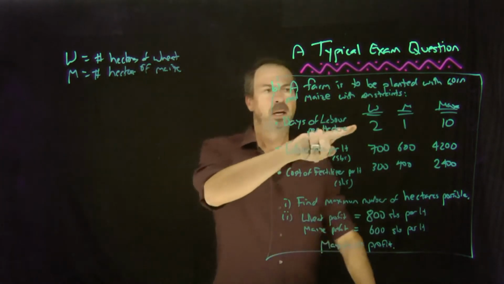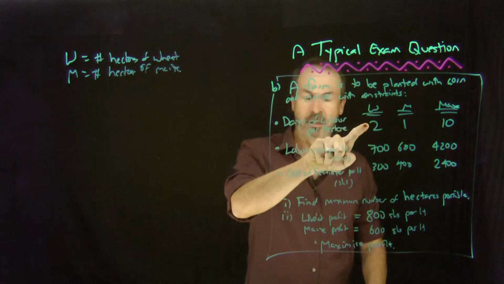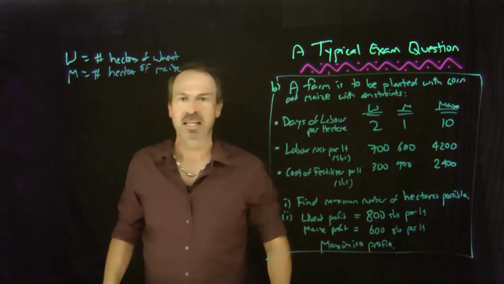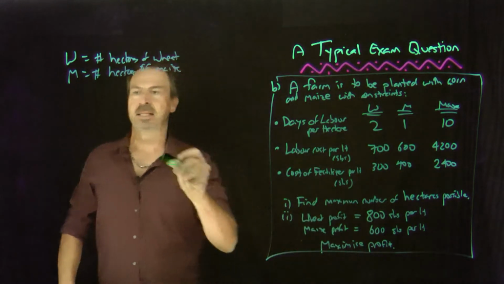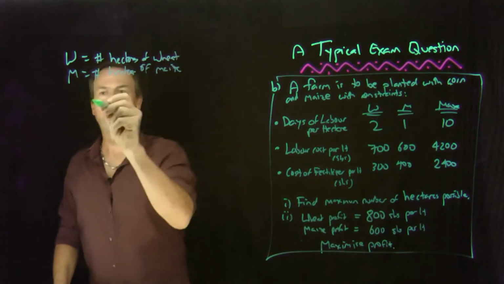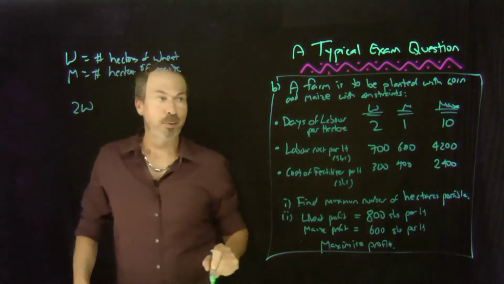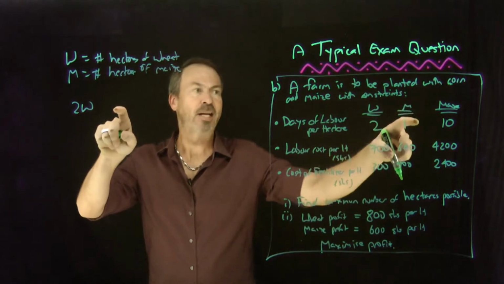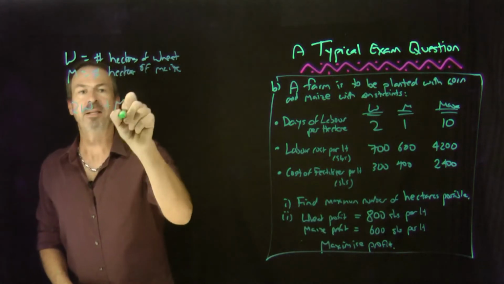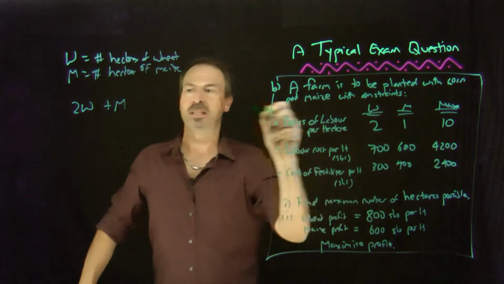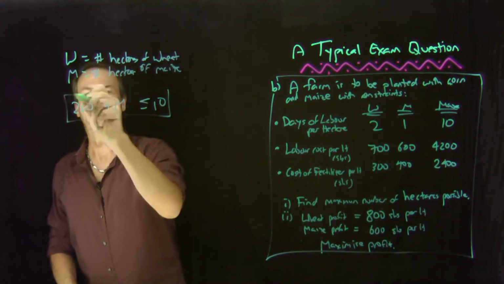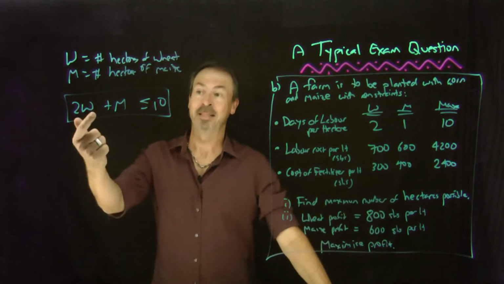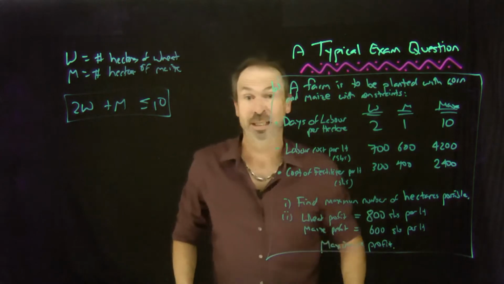And the first one is wheat takes 2 days of labor per hectare, maize takes 1 day of labor per hectare, and the combination of this I can have at most 10 days of labor. So the first constraint says that, if I have W hectares of wheat, it'll take 2W days of labor. And for maize, for each hectare of maize, I have 1 day of labor, so 1 times M. And I want this to be at most 10. All right, so the first constraint expressed mathematically is that 2W plus M is less than or equal to 10.